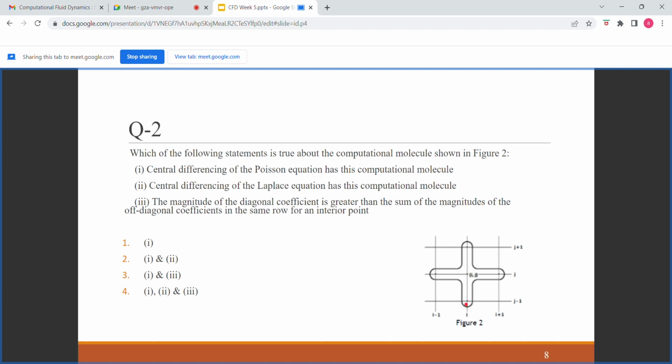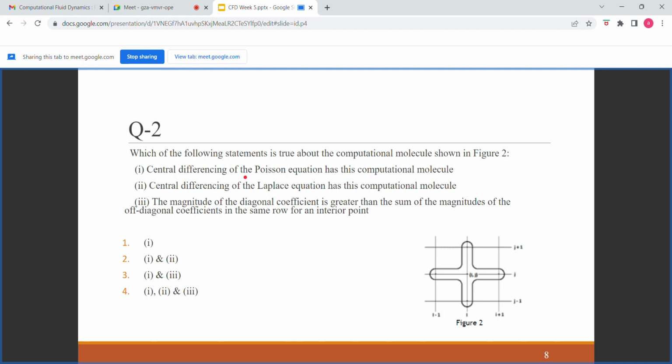We can see that it is (i, j minus 1), (i minus 1, j), (i, j plus 1), and (i plus 1, j). So it is covering these points. So the central differencing scheme is true. So option 1 is true.